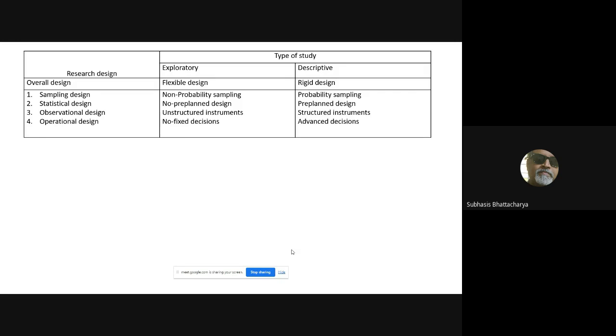If it is an exploratory study, then you have to follow non-probability sampling. If it is descriptive, you have to use some probability sampling. What is the statistical design? That is, no pre-planned design is required in case of exploratory, but in case of descriptive, it must be pre-planned. What is your observational design? That is, some unstructured instruments, and in case of descriptive, there are some structured instruments. And in case of operational design, you have no fixed decisions, but in case of descriptive, you have to make some decisions.